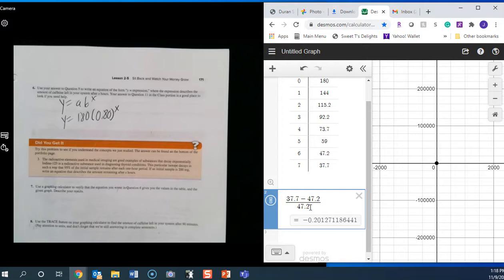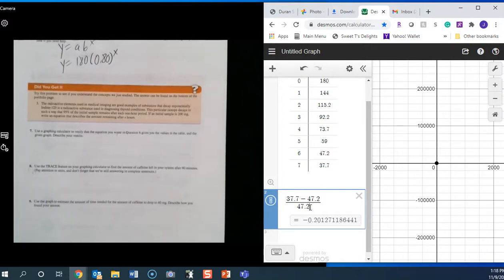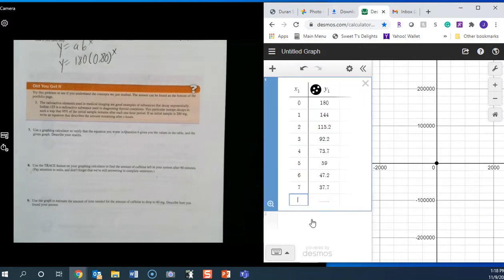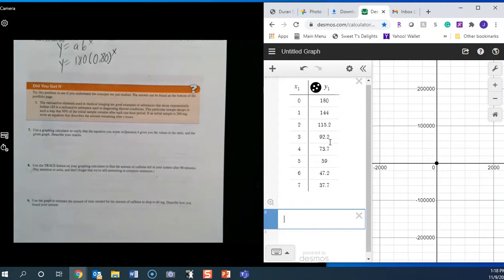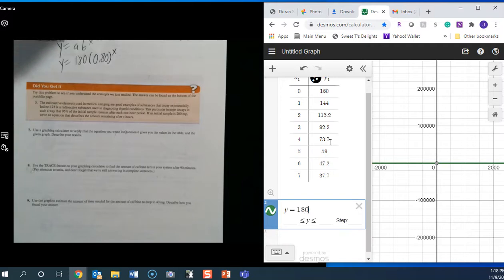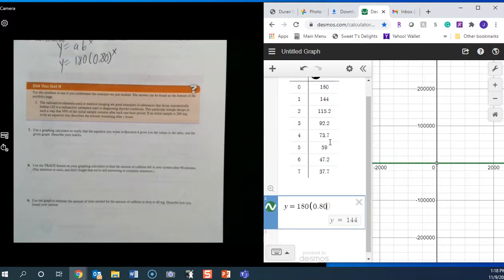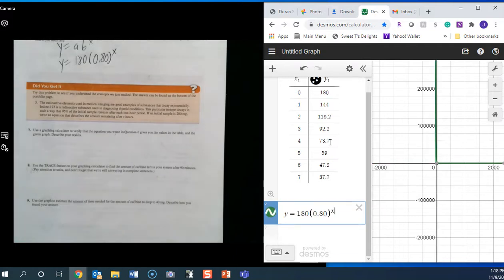Okay, number 7. It says use a graphing calculator to verify that the equation you wrote in question 6 gives you the values in the table in the given graph. Okay, so now we're going to write out the equation because I put the graph here. So we have y is equal to 180 parenthesis 0.80, and then we want to do that to the X power.